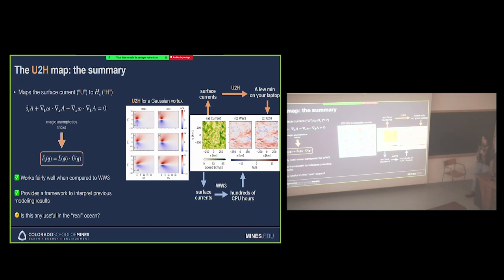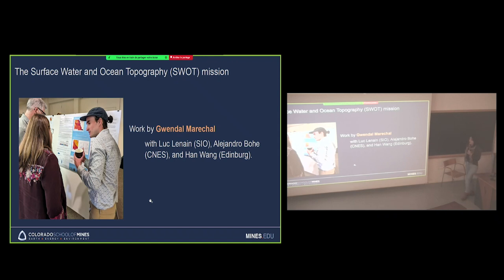All right, but there have been a lot of assumptions that went into U2H, including no sources or sinks of action. Does it work, or is it any useful for the ocean? Well, it's a bit tricky to test until very recently. So I'm going to show some brand new results, brand new as in like 2 days ago, that Gwen Marshall, who's a postdoc in my group, put together. And that's work in collaboration with Luc Lenain, Alejandro Bôas, and Han Wang. And Fabrice has helped a lot with getting the data.